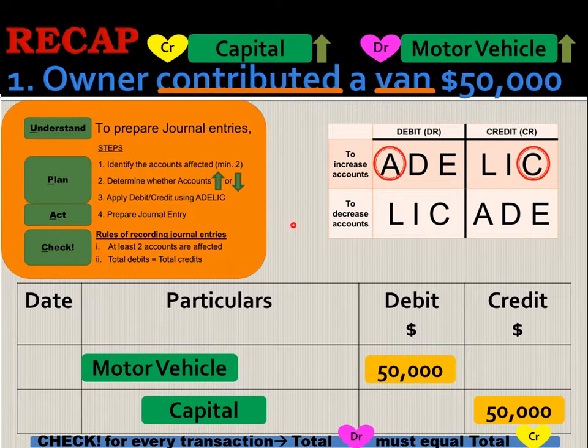Once we have prepared the journal entry in the journal, we need to check that we have not violated any of the rules of recording. The 2 checks are: first, we need to make sure that there is at least one account that is debited, and we need to make sure that there is at least one account that is credited. The second check involves ensuring that the total debits is equal to the total credits for each transaction.